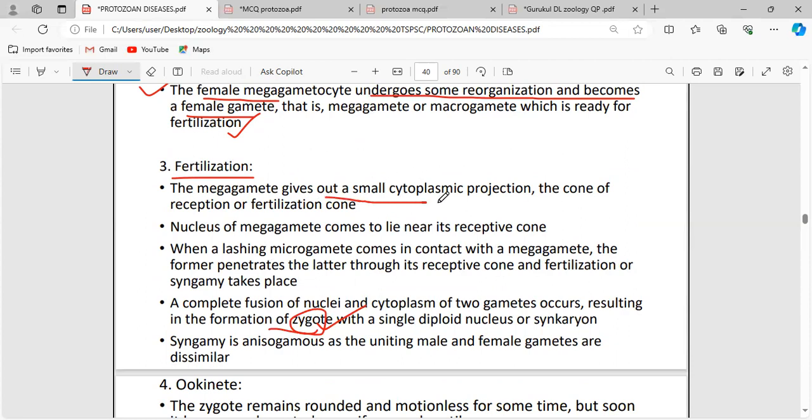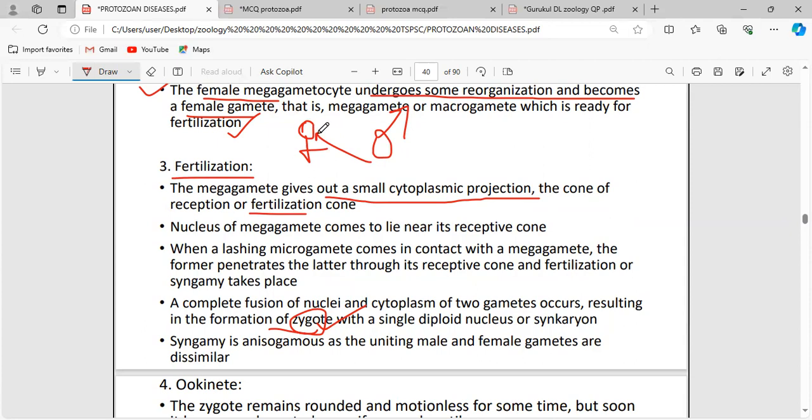The megagamete gives out a small cytoplasmic projection, the cone of reception or fertilization cone, which means what? This is considered the female, and this is the male. The male is going to reach the female with its flagellum. To reach the female, it has some locomotory organelle. And the female has to receive that.